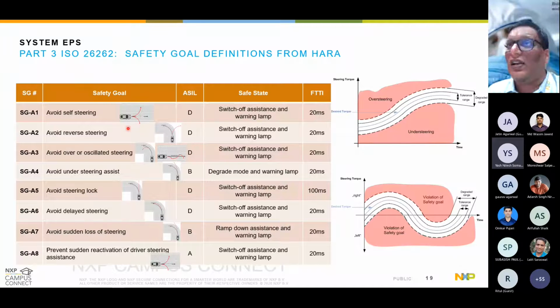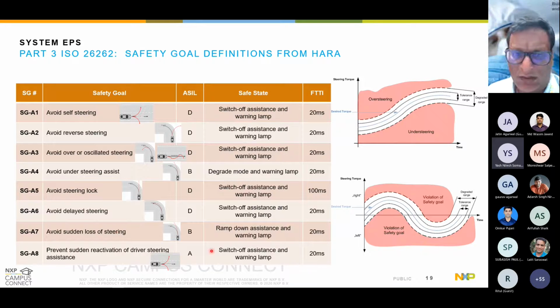So if you have a car or a system or an EPS system that starts to self-steer, or it starts to turn in the left or the right direction, the assistance should be switched off and a warning lamp should be lit up within 20 milliseconds of this malfunction. So that's the requirement. That's a top level requirement coming from a safety engineer to the developers, to the designers, that this is what you should be doing. This is something that you need to ensure happens whenever such a condition happens. So that's how you start.